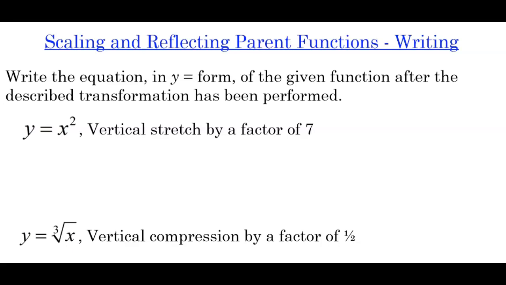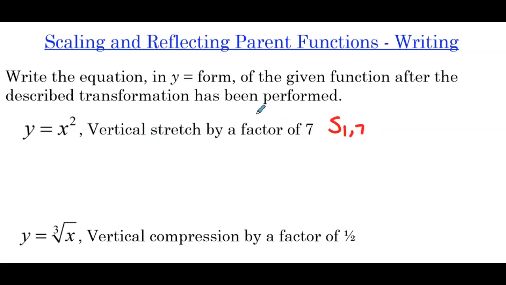Hey everyone, in this video we're going to learn how to write the equation of a parent function that has been scaled and/or reflected. Our first example: write the equation in y equals form of the given function after the described transformation has been performed. The parent function is y equals x squared, and the transformation is a vertical stretch by a factor of 7. Okay, so in our notation that means a scaling of 1, 7.